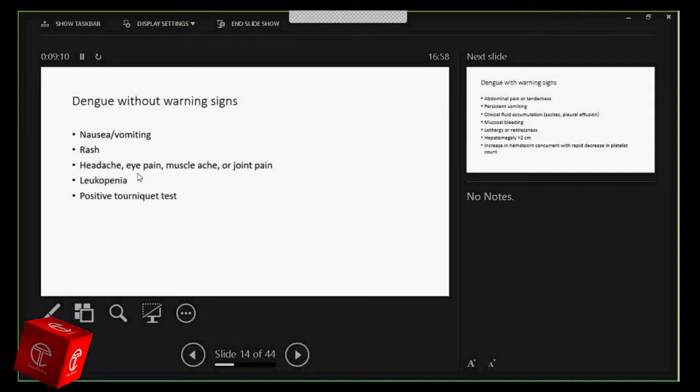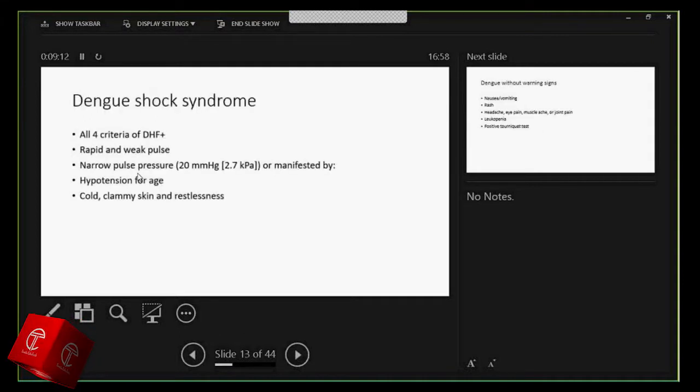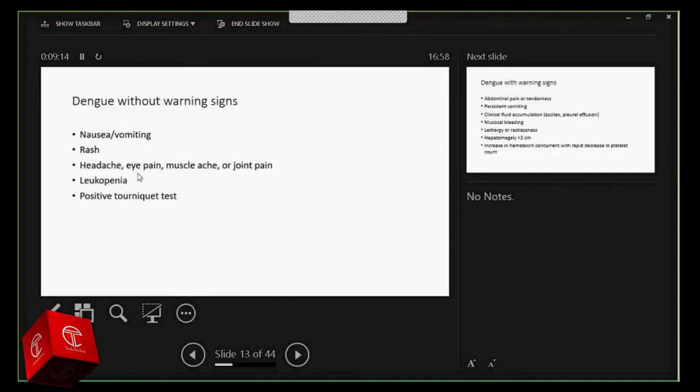So this was the whole classification, and again it was reclassified by WHO into three types: dengue without warning signs, where the patient will complain of nausea, vomiting, rash, headache, eye pain, muscle pain, joint pain. There will be low white cells on the CBC count, and they will have a positive tourniquet test.